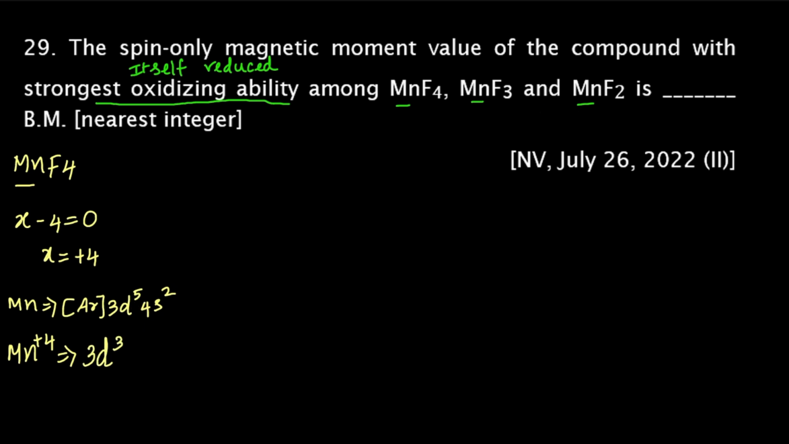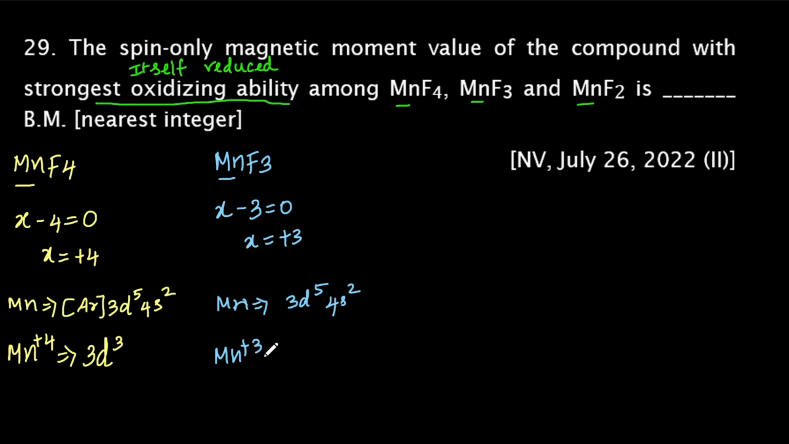Now let us see the next compound. The next compound is MnF3, X, and for one fluorine atom the oxidation state is -1. 3 atoms are there, so X minus 3 equal to 0, X equal to plus 3. We already saw the electronic configuration of manganese, 3d5 4s2, and manganese in plus 3 oxidation state: 3 electrons are removed, 2 electrons from the 4s orbital and 1 electron from the 3d orbital, so it will become 3d4 configuration.